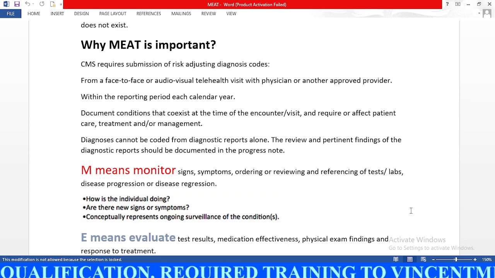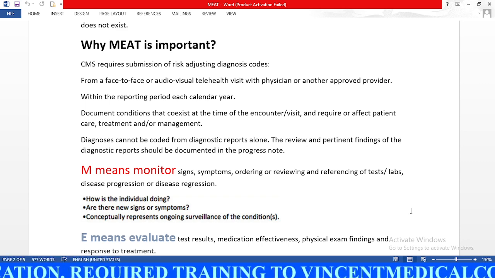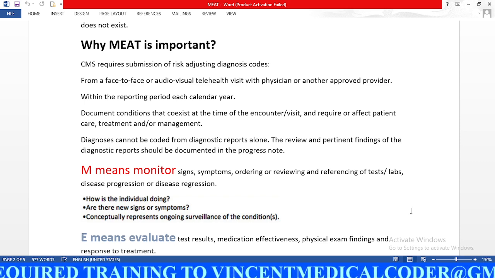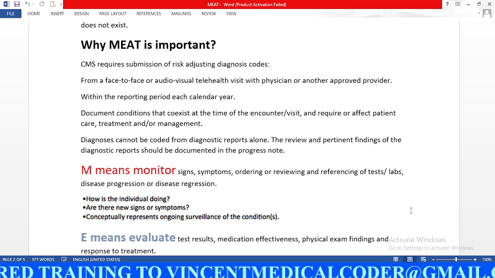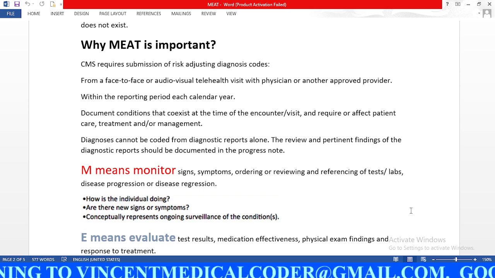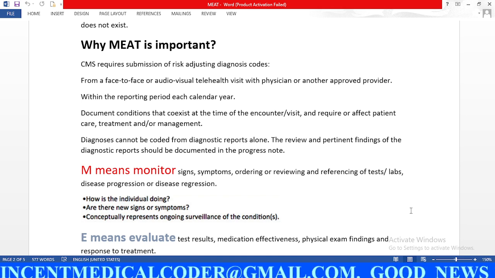Diagnosis cannot be coded from diagnostic reports alone. So, we can't code diagnosis from diagnostic reports. The review and pertinent findings of the diagnostic report should be documented in the progress note. So, in order to find clarity or accuracy, we need to see the progress notes also.